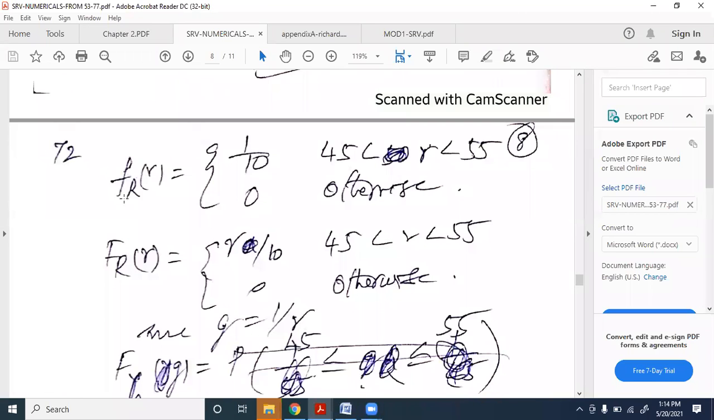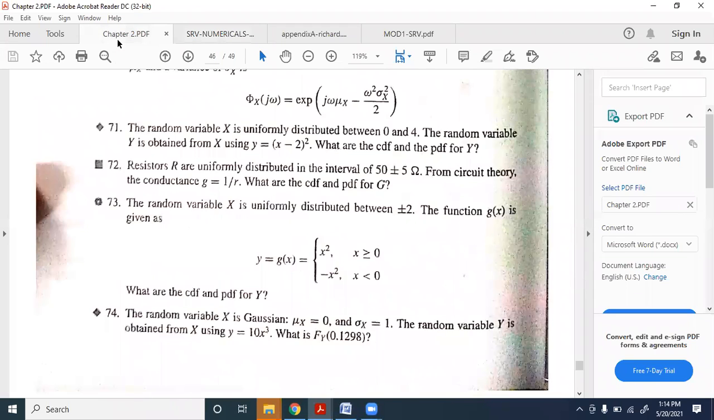So f_R(r) is equal to 1/10, for 45 < r < 55. That is because the value taken over here is 50 ± 5. On one side 50 minus 5 will be 45, on the other side 50 plus 5 will be 55. And it is uniformly distributed, so between 45 and 55 the total range will be 10.